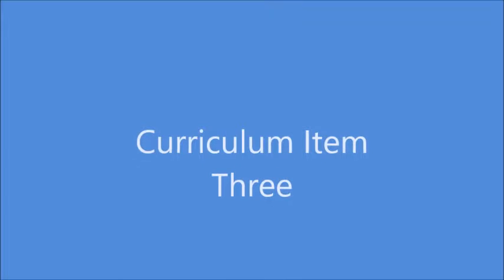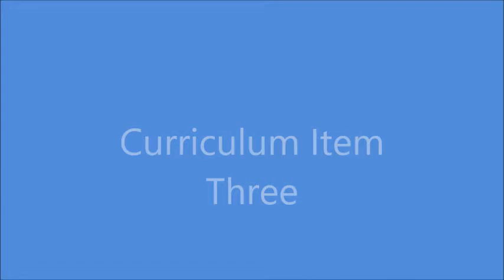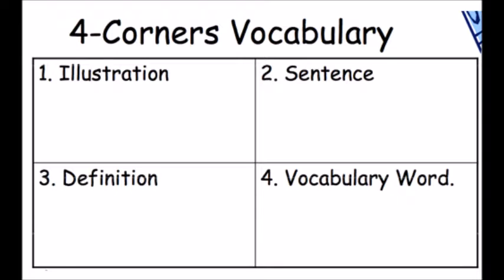So the third curriculum item in the third lesson will be a 4 corners vocabulary activity sheet. The students will choose a word off the board from lesson 1, and they will then give an illustration, put the word into a sentence, a different definition, as well as writing out the vocabulary word, just to show the teacher that they have an understanding of what the word is.